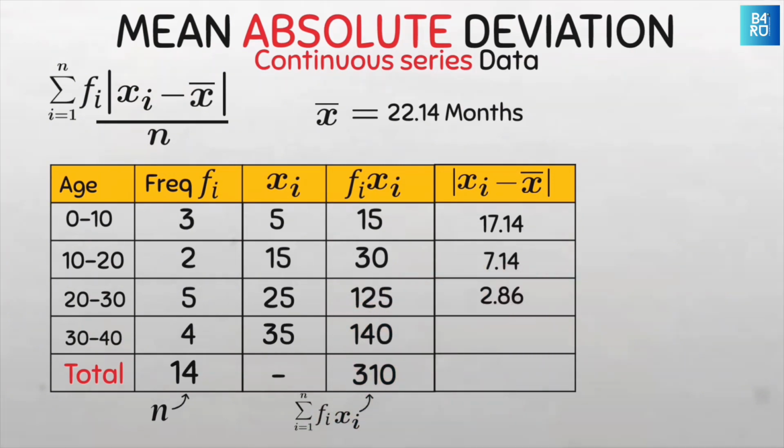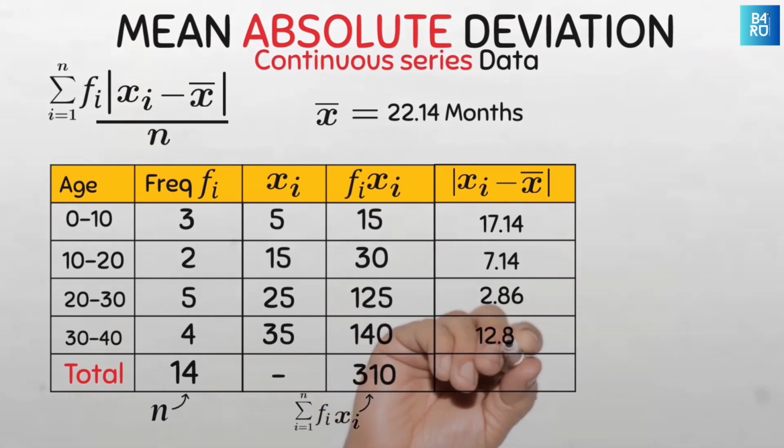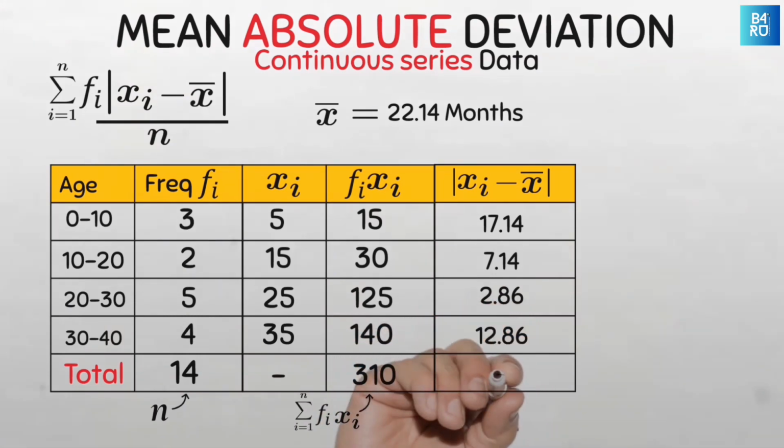And for the last class, we will have 35 minus 22.14, and that will be 12.86 with an absolute value of 12.86. And we don't have any use for the sum of absolute deviation, so we'll leave here blank. Now that we have all the absolute deviations from the mean, the next thing according to the formula will be to multiply each of the frequencies with the absolute deviations.